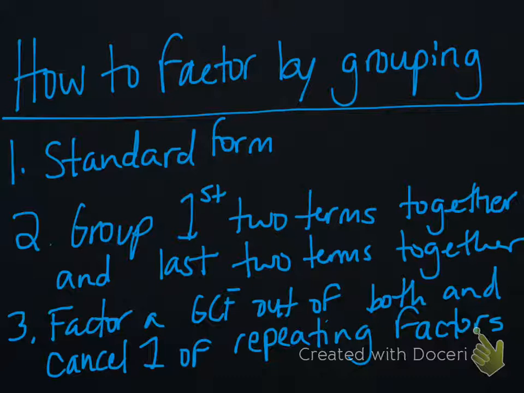Factor out a GCF out of both groups that you created in step 2, and that should create a set of repeating factors. Now we're going to cancel out one of the repeating factors, and then we'll just combine what's left for our answer.